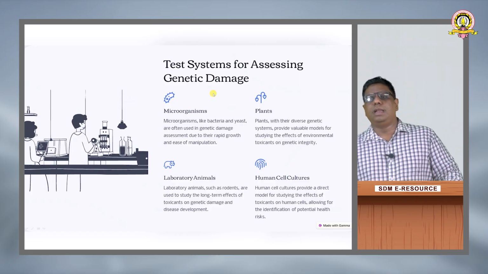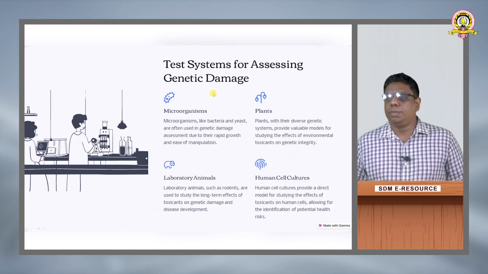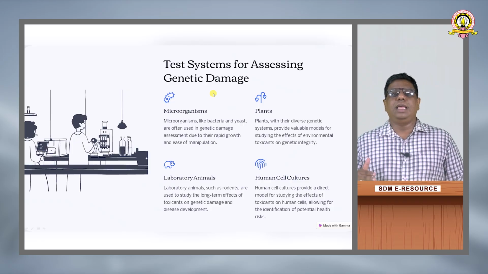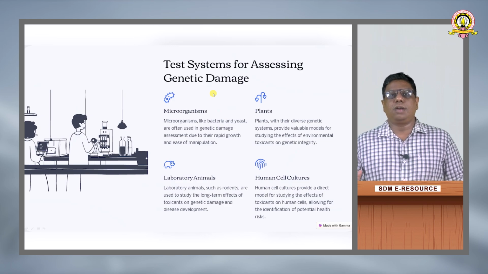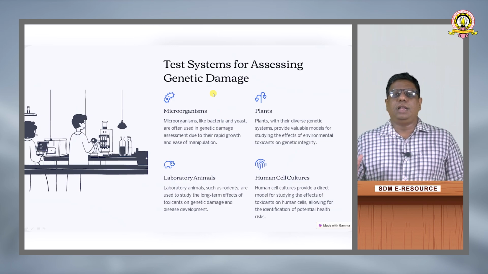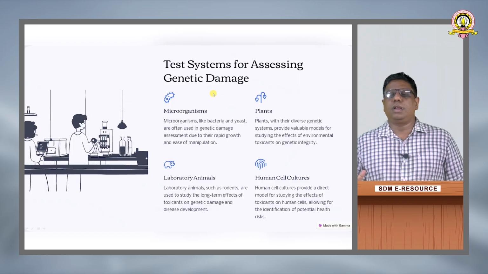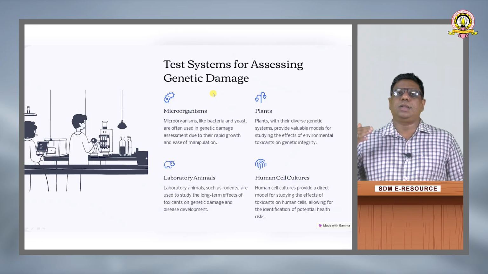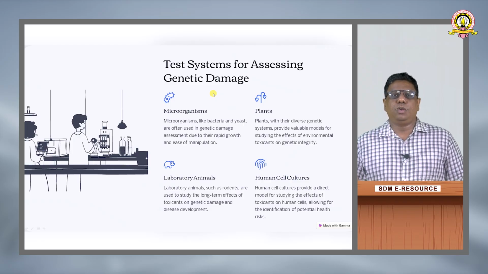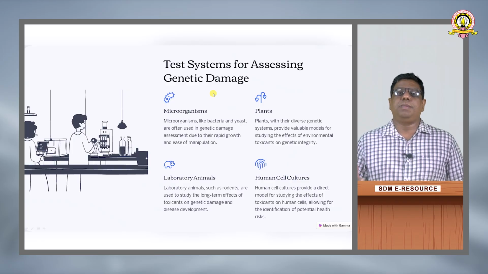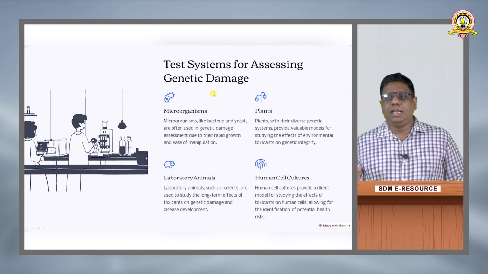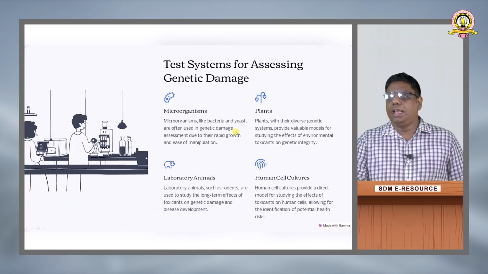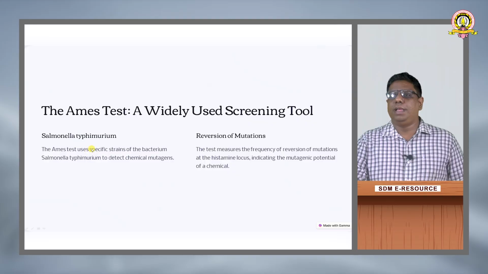Then we have human cell culture. Human cell culture provides a very good model or indicator of cellular damage and the DNA damage going on inside the cell. How toxins affect human cells can be easily cultured, detected, and analyzed using human cell culture. These are some of the tests that we will be looking at.